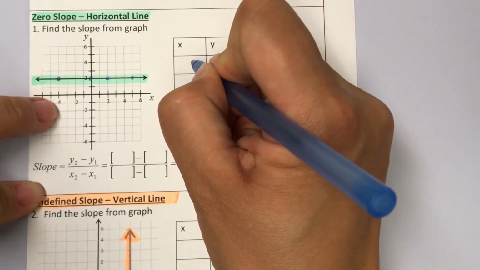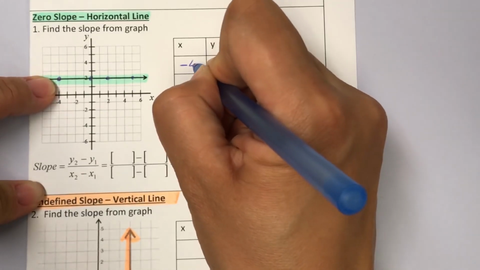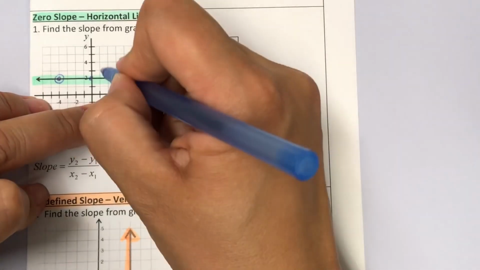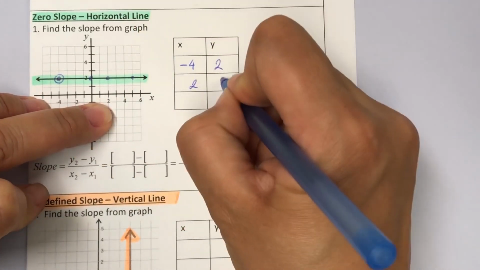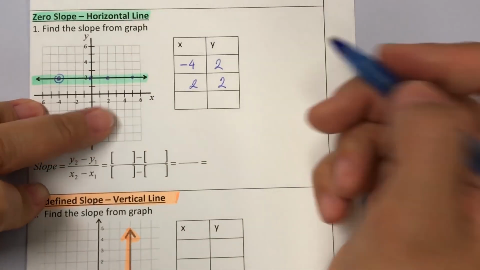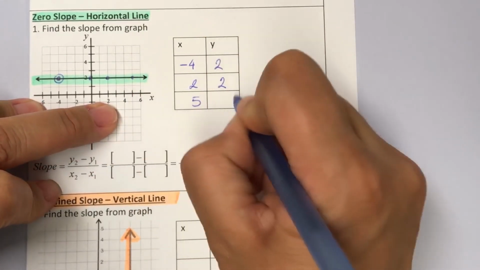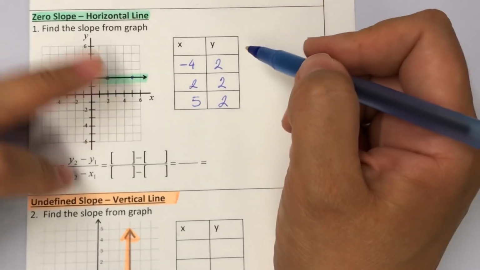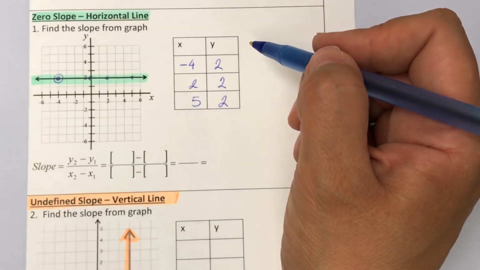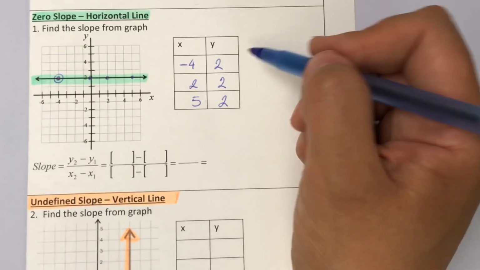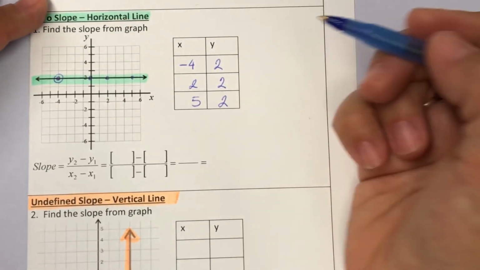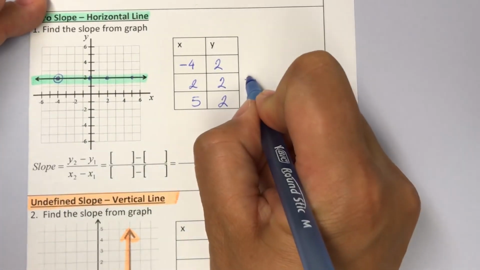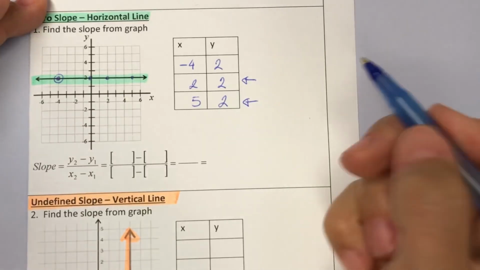So let's say I have negative 4, 2, or I can use this one 2, 2, or I can even use this one 0, 2, or I can use this one 5, 2. So you see how the y coordinate is always the same because the line goes horizontally through the y-axis in location 2. Any 2 points that you like, you can substitute in the formula. So let's say I'm going to use this one, it's the last 2.